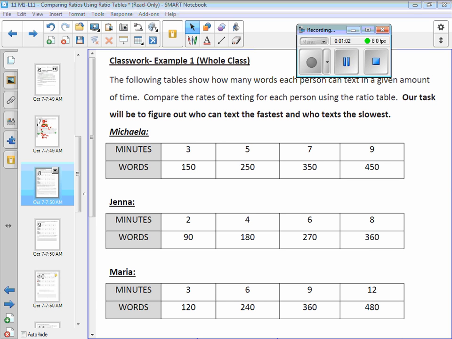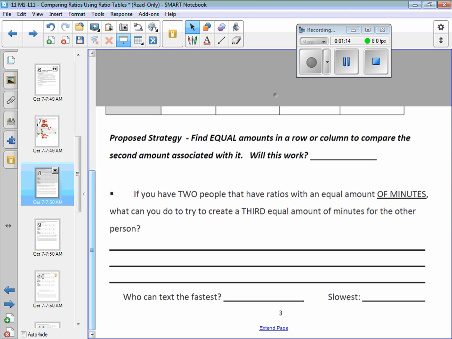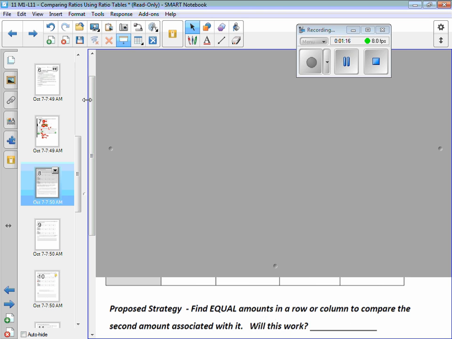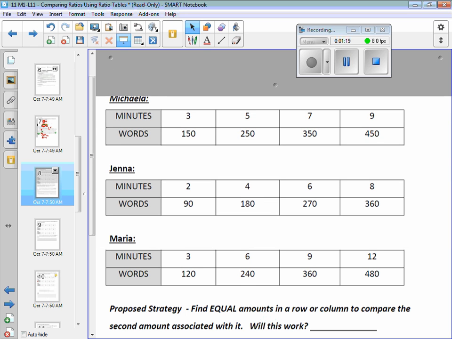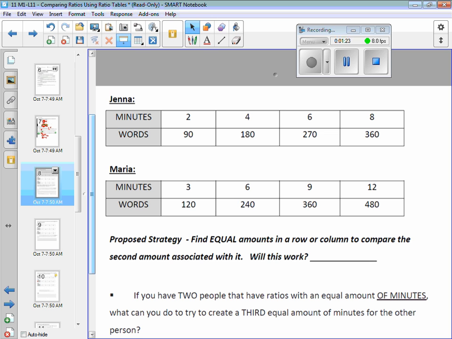And I'm gonna make this a little bit simpler in that I'm gonna cover up Michaela for a minute. I'm gonna create a screen shade, and I want to focus in on just my Jenna and my Maria for a minute. We'll worry about Michaela afterwards. All right, if we just look at Jenna and Maria, can you figure out who the faster texter is? And if so, how?